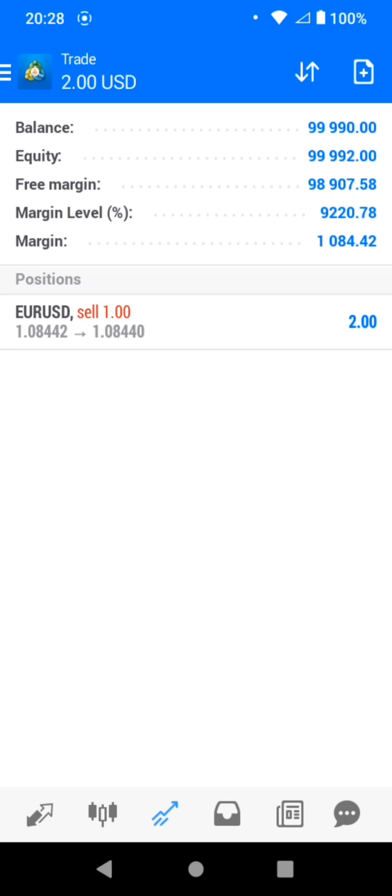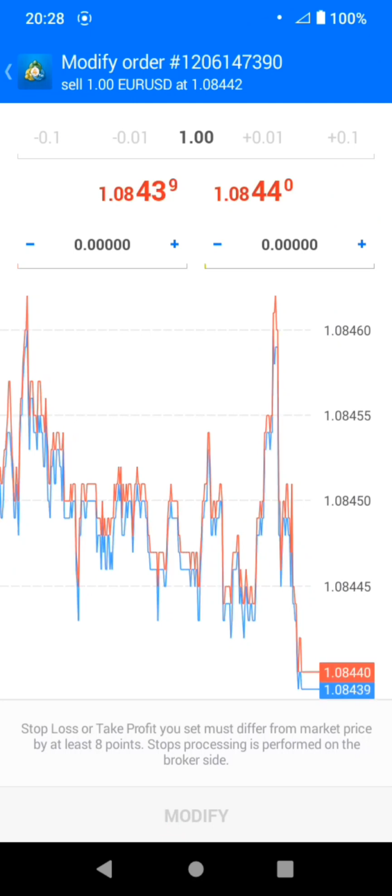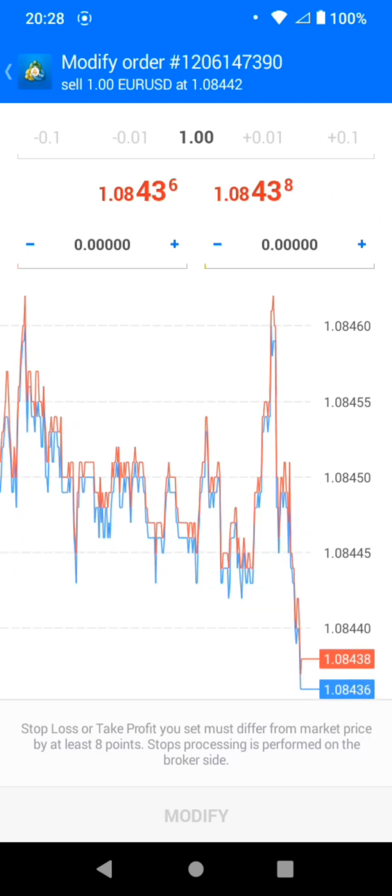Now when you want to close again, you slide here. Let's say you use this pencil. When you press it, this is where you can modify, maybe set your stop loss and take profit when you enter a trade.